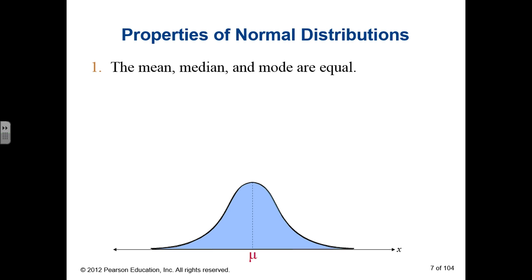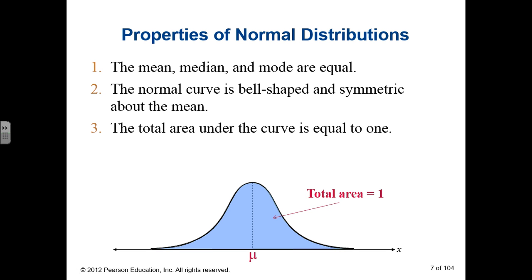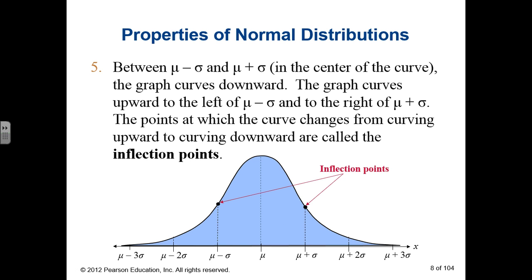In the properties of the normal distribution, the mean, the median, and the mode are all equal to each other. It is symmetric about the mean. The total area under this curve, the amount of blue shaded in, is equal to 1. And as the normal curve goes away from the mean to the left or to the right, the curve approaches the x-axis but never actually touches it.